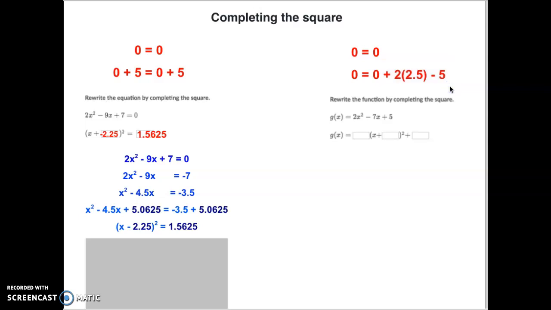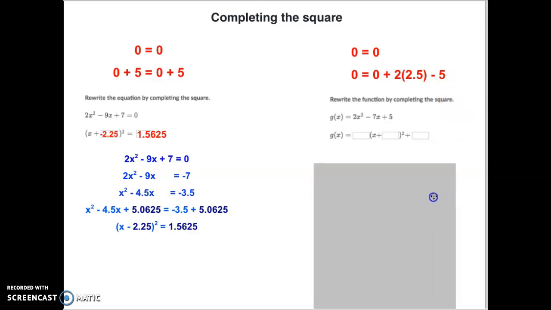Whenever you add something to one side and then subtract the exact same number from that side, you have not changed the equation at all. But by doing so, you can manipulate the formula. So let's see how that looks on this one. I'm going to pull my little shaded area over here.